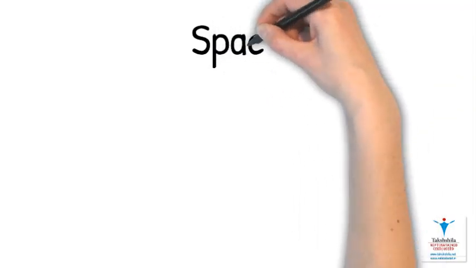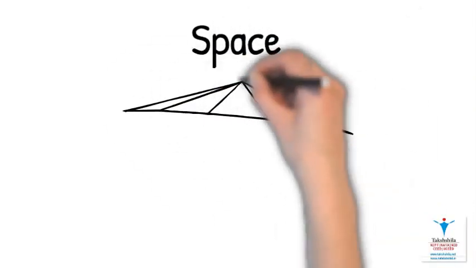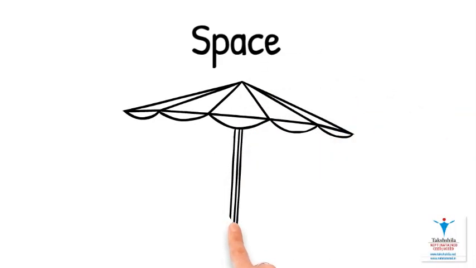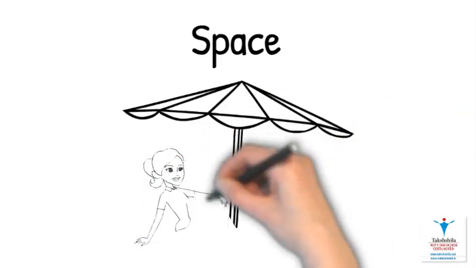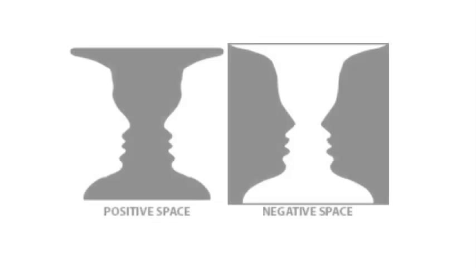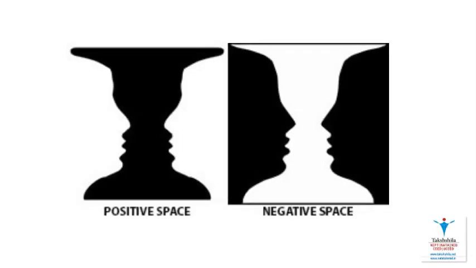The next element of design is space. This element of design occurs between the other elements like form, shapes, colors, line, etc. It provides perspective, dimension, and volume to a composition. Space can be both positive or negative. Both play an important role in the success of any work of art.